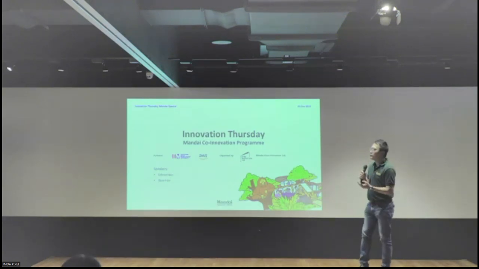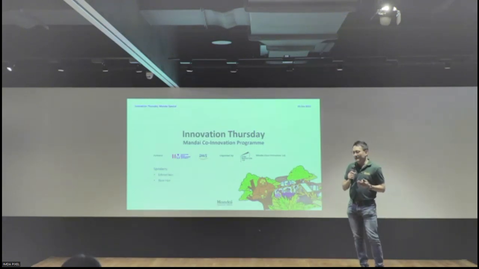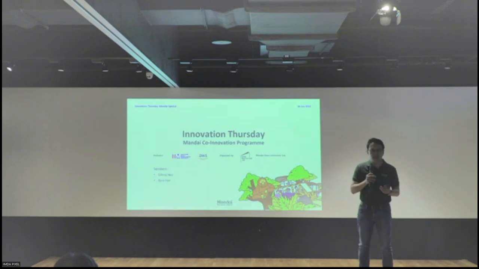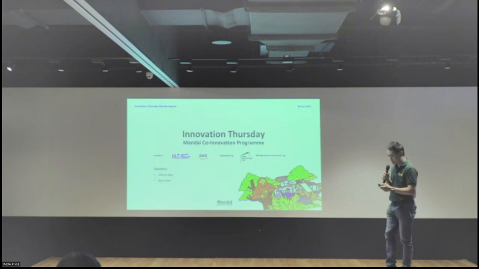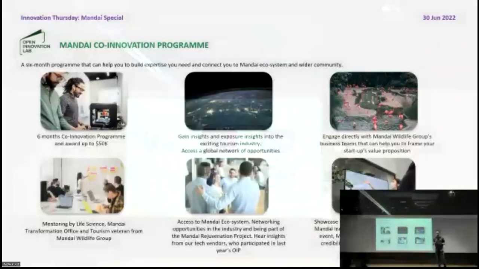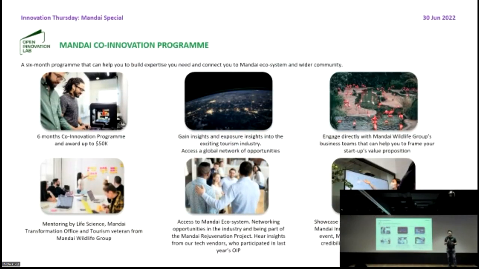So this round, we have grouped together three problem statements and put them together as a program. Apart from working with us on solving the problem statement and coming up with a solution, we are also putting in additional things like mentorship, networking, and so on, together with partners like AWS coming in. This is going to be a 6-month co-innovation program. There's a small token: if you are selected, you'll get $50,000 from us. But I believe if you use the AWS platform, they'll be able to give you some credits as well.